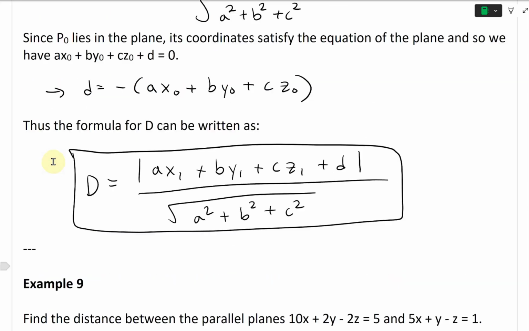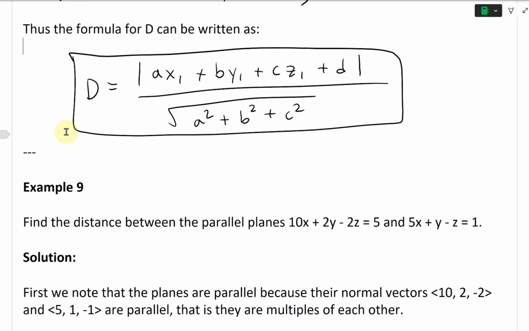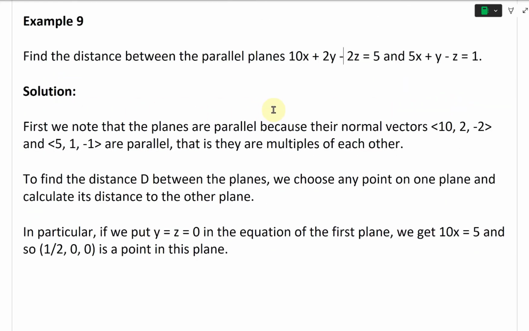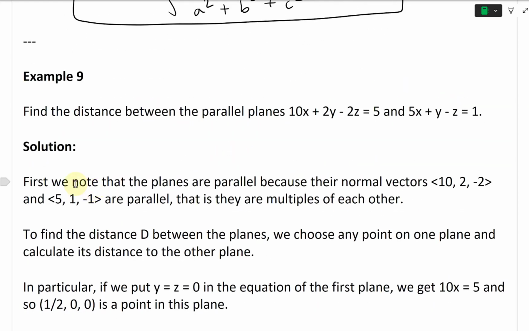Epic stuff. Alright, let's continue further and take a look at example 9. This utilizes this distance formula. So we're asked to find the distance between the parallel planes 10x plus 2y minus 2z equals 5 and 5x plus y minus z equals 1. So let's take a look at the solution here.